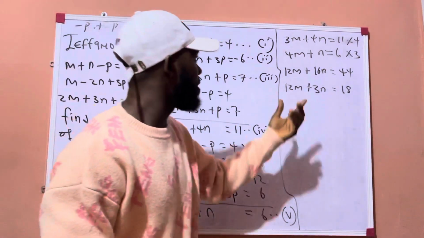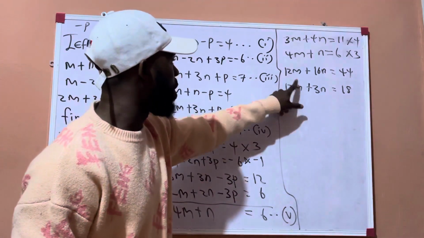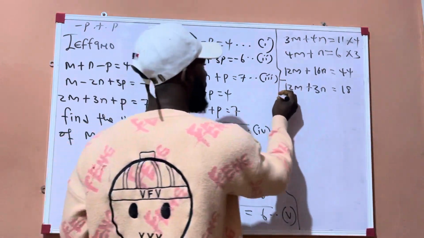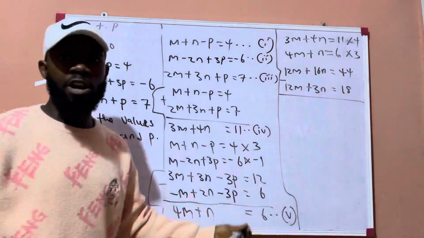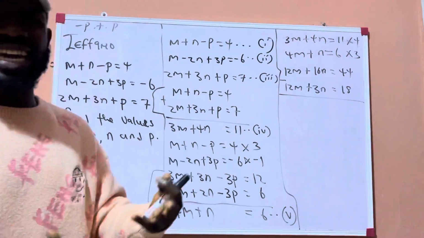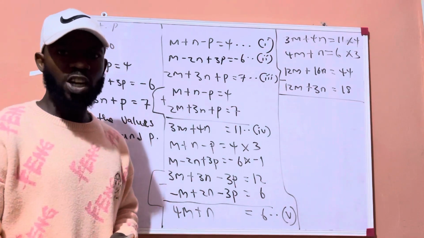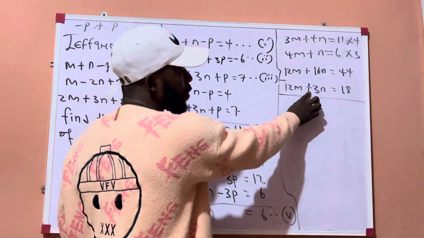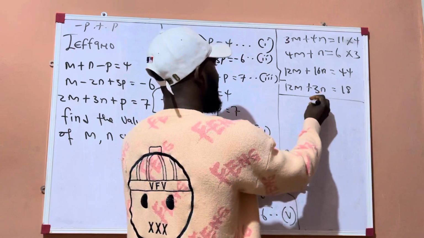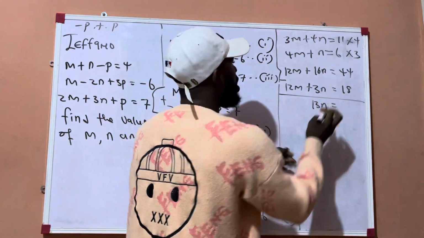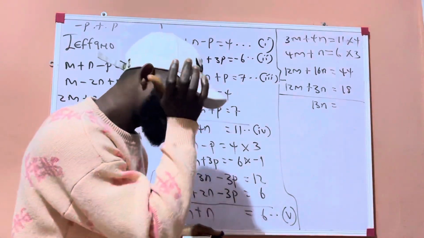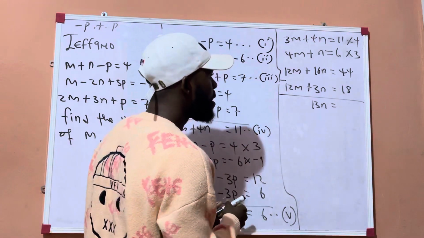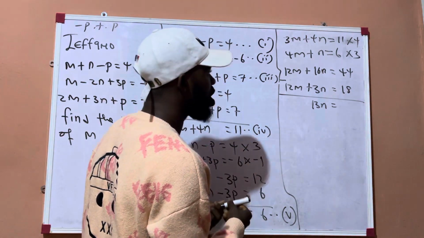Now class, without wasting time, you will now notice that m here is 12, m here is also 12. They are the same. So what do we do? I subtract. Now when I subtract, 12m minus 12m is 0. So what does that mean? We have succeeded in eliminating m. Now let us proceed. 16n minus plus 3n. Now minus times plus gives us minus. 16n minus 3n will give us 13n is equal to, now 44 minus 18. 44 minus 18 now will give us 26.